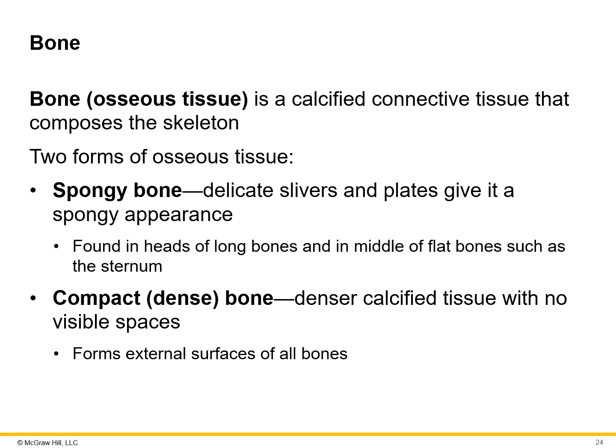We're going to find spongy bone at the heads, or ends, of our long bones, and in the middle of our flat bones like our sternum. Compact bone, or dense bone, is more dense. There's more bone in the same amount of space, so in compact bone there are not going to be the visible spaces that we see in spongy bone. This forms the external surfaces of all of our different bones.